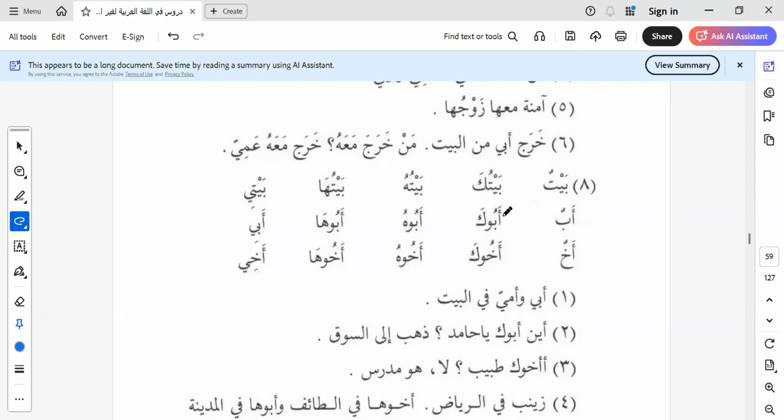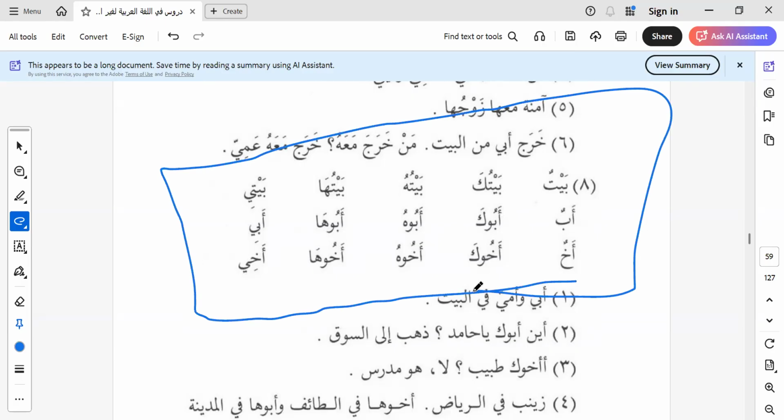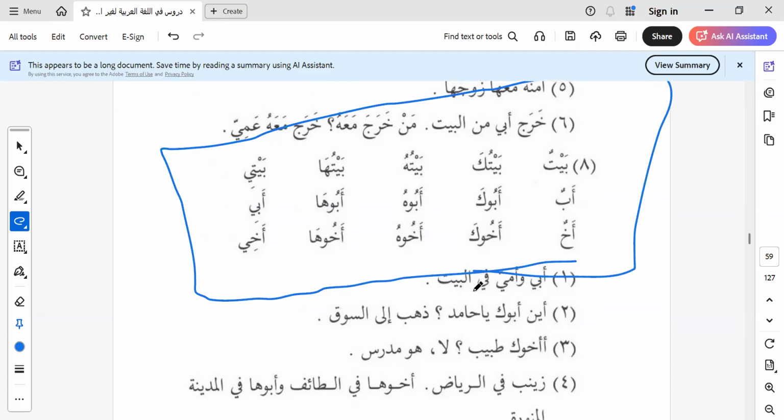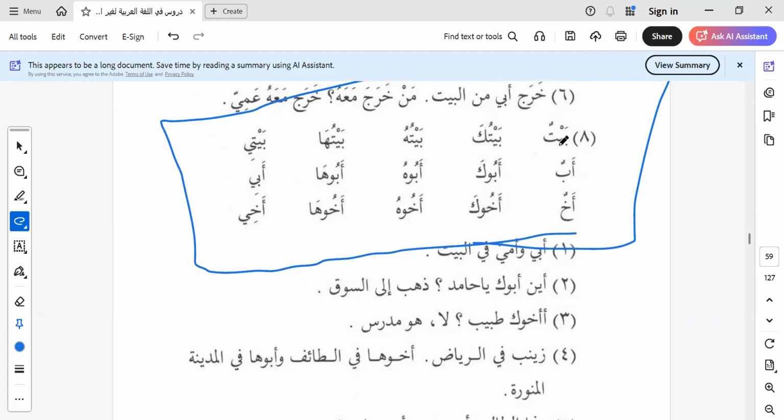Now there's something we're going to be learning later: the five nouns and all of that. Baytun, baytuka, abun, abuka, abuhu, abuha, abi. Akhun, akhuka, akhuhu, akhuha, akhi. Look at the structure, so please study this. We are going to be learning that later, but study it the way it is used. Baytun, abun, akhun are all in the same format.